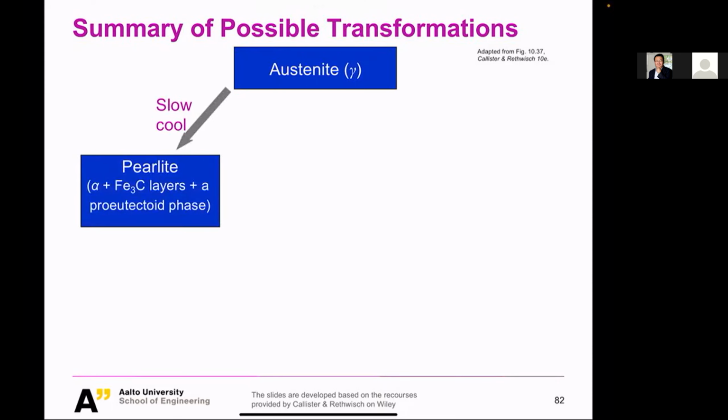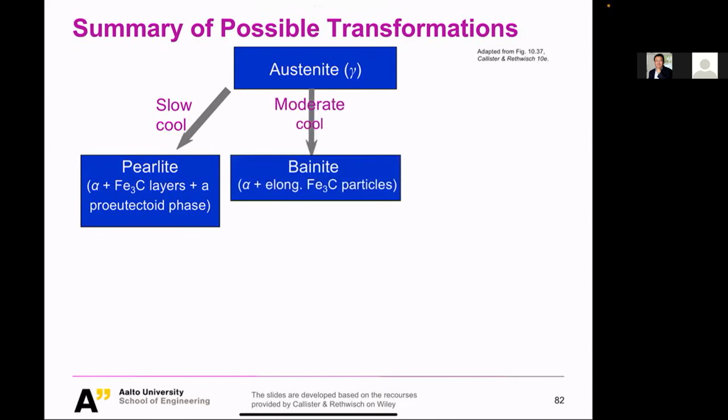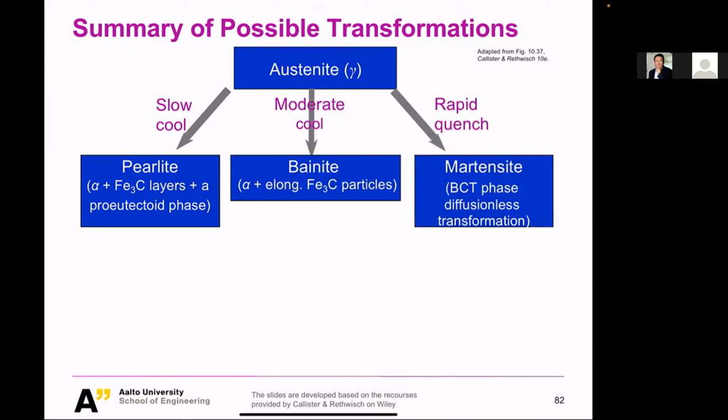So first we spoke about perlite. So perlite, the morphology is alpha ferrite plus cementite in a layered structure, right? And probably you have some pro-eutectoid ferrite as well. And if you apply a moderate cooling, you're going to develop bainite. So bainite is basically the alpha plus some elongated cementite particles. If you apply even more rapid cooling, so it becomes a quenching, you're going to get some BCT martensite, which is not driven by diffusion, and it is driven by shearing.